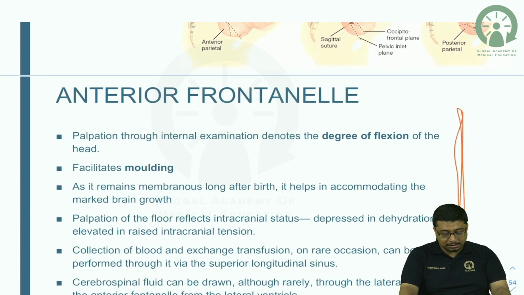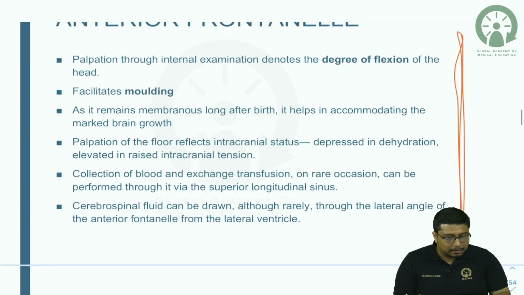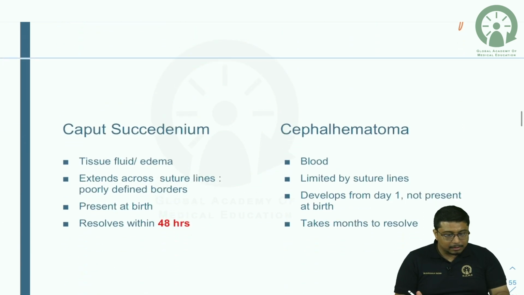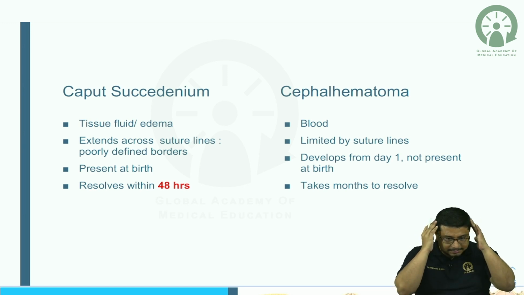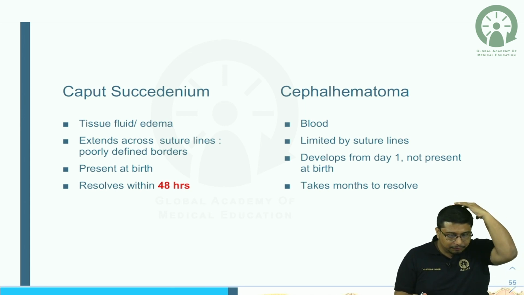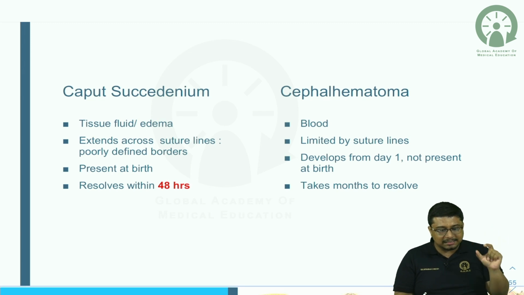Now, this is the importance of anterior fontanelle that I don't want to waste time on. You can take a screenshot and read later, or your pediatrics faculty will definitely be taking it. So caput succedaneum versus cephalhematoma. Caput is when the head tries to negotiate, there is tissue edema because of reduced drainage from this part of the scalp. So there is a diffuse tissue edema. The scalp becomes thick.